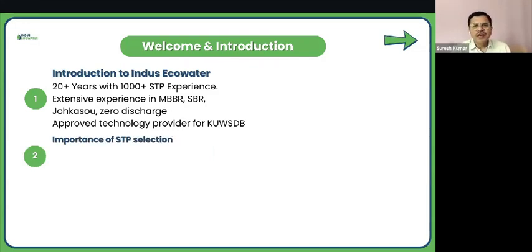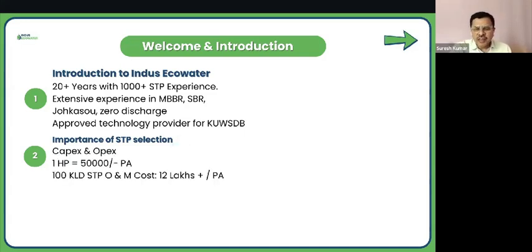Now, the importance of STP selection. Why is STP selection important? Because STP has capital cost as well as operating cost. When we are saying capital cost, that is the cost the client is going to pay upfront. When we are talking about operating cost, it includes the manpower required to run the STP, the power bill that is required to run the STP, the chemicals and consumables required to operate the STP, and also occasional periodic maintenance, repair, or any replacement of parts that are required.